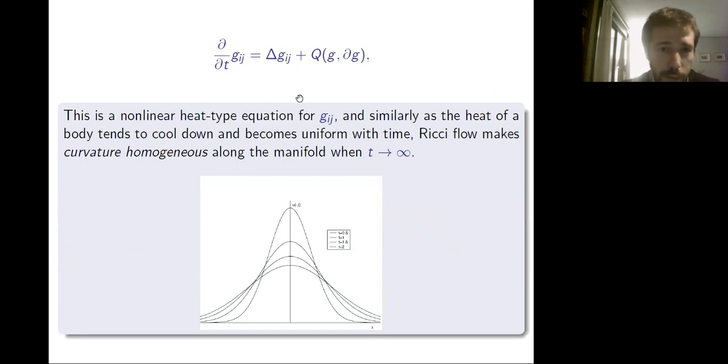Well, as I said, the Ricci flow can be written like this in harmonic coordinates, and this is a heat type equation for the components of the metric. Similarly, when you put some heat in a body, then as time flows, the body tends to cool down, and the temperature becomes uniform with time. So the Ricci flow has the same effect on curvature. It makes curvature homogeneous along the manifold when t goes to plus infinity. This is just a picture of a solution of the heat equation on an interval.